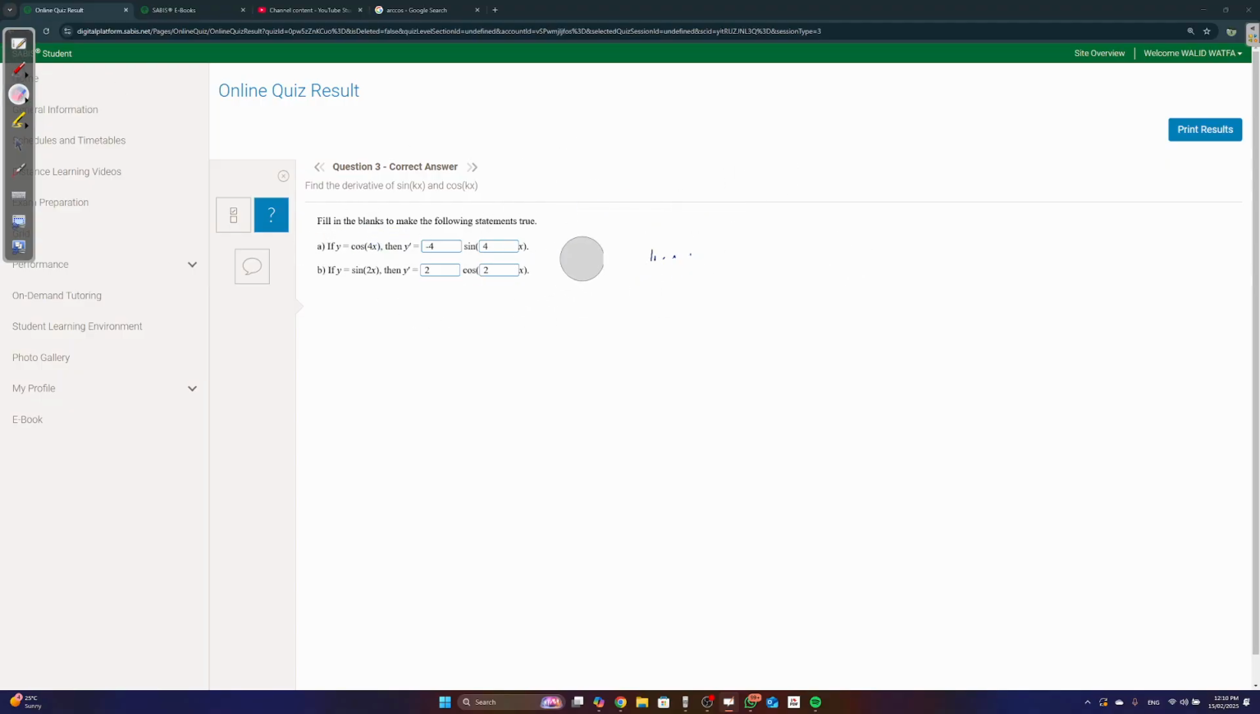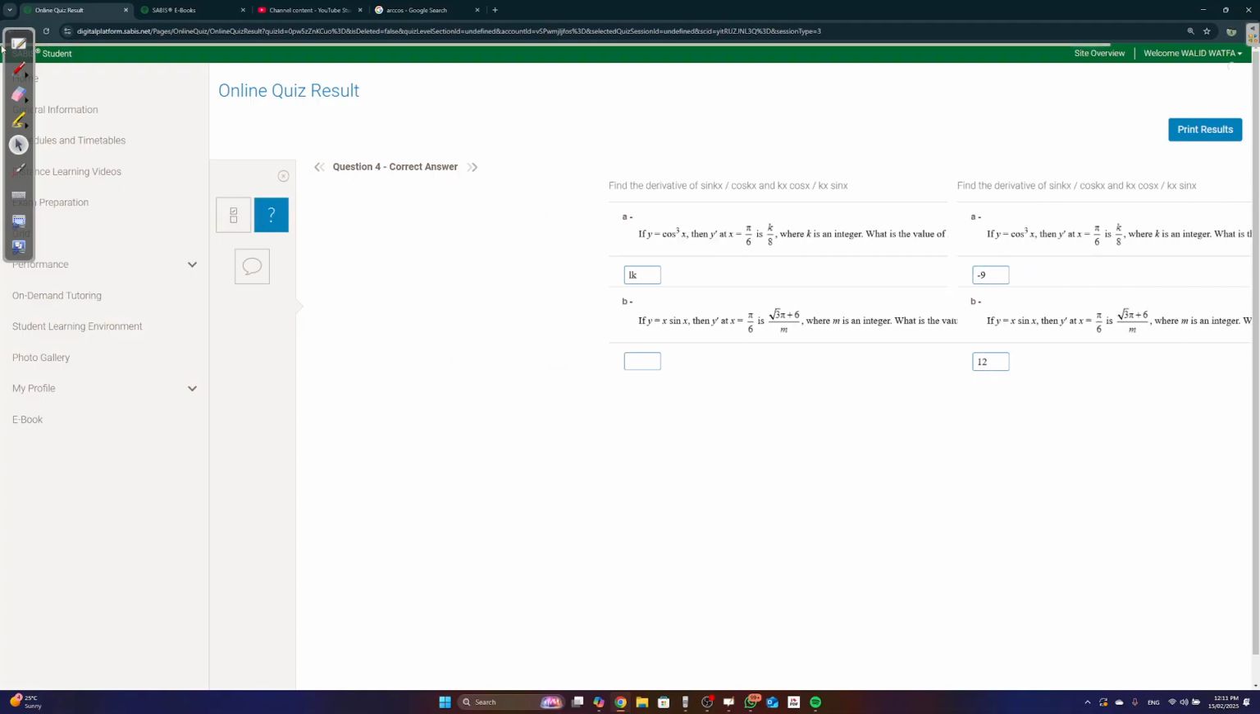Derivative of inside times derivative of outside. What's the derivative of outside? Negative sine, right? What's the derivative of inside? 4. So you add that 4 at the outside. Okay, how about sine 2x? What's the derivative of sine? Cosine. Okay, sine 2x, you put cosine 2x. What's the derivative of 2x? 2. So you're going to get 2 cosine 2x. Very nice and calm and easy to solve.